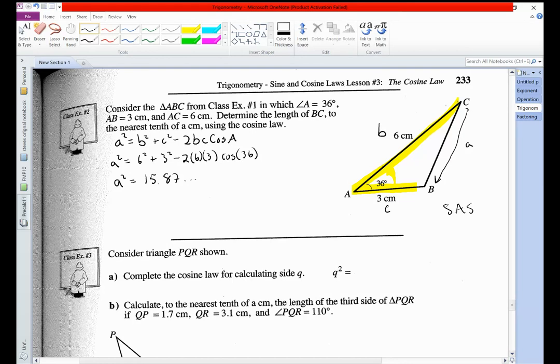And then if we want to solve for that, we can square root A squared because we don't want to find a squared, we want to find a, and a comes out to be 4.0 centimeters. They want it rounded to the nearest tenth, and it rounds up to 4 centimeters. So this one's not so bad. It's honestly just making sure you put in the right values in the right spots and calculate correctly.